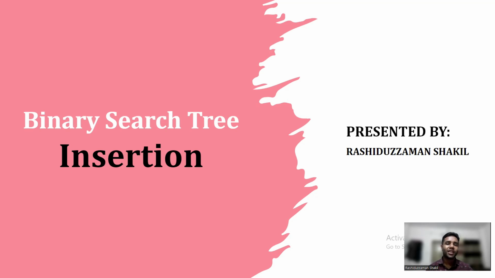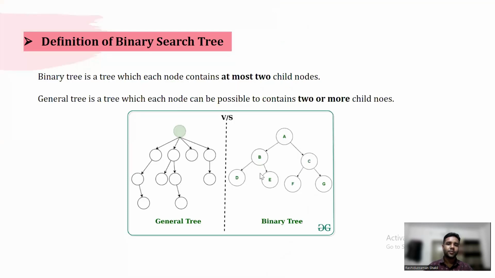Today, I'm going to talk about binary search tree insertion. So, let's get started. In this slide, I mention the definition of a binary tree and the difference between a binary tree and a general tree. Firstly, a binary tree is a tree in which each node contains at most two child nodes.